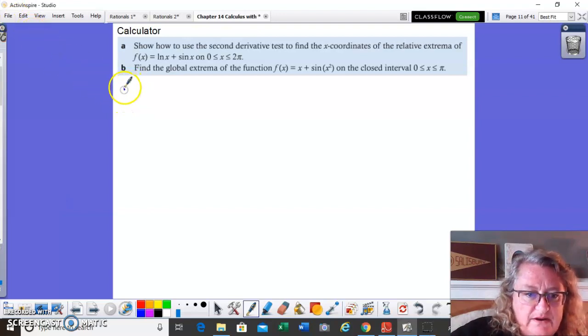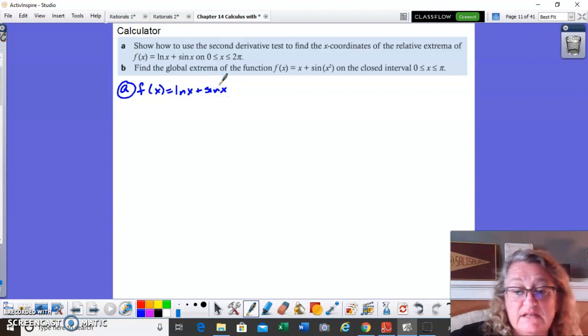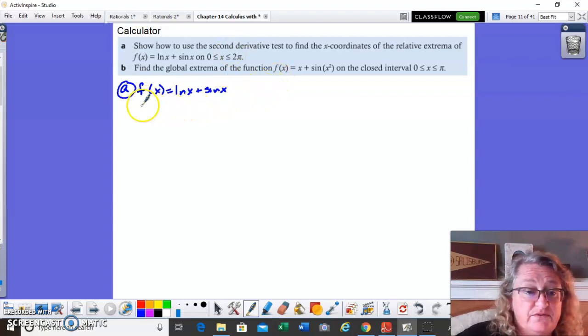So I'm going to start with letter A. And we have a function, natural log x plus sine x. And because I'm being forced into the second derivative, I'm going to go ahead and find the first two derivatives. So the first derivative is going to be, well, the derivative of natural log is 1 over x. And the derivative of sine is cosine.